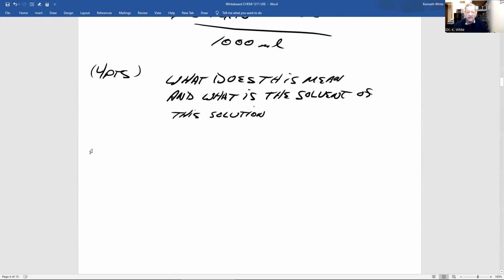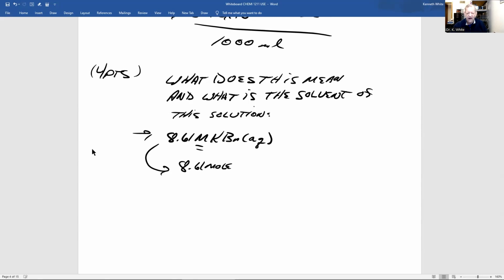And let's look at a new question. What does this mean? And what is the solvent of the solution? So if we look at this, what does this mean? Well, capital M, that's molarity. And I know that's 8.61 moles of potassium bromide, KBr, per 1,000 milliliters.